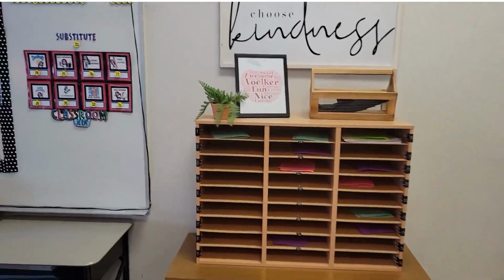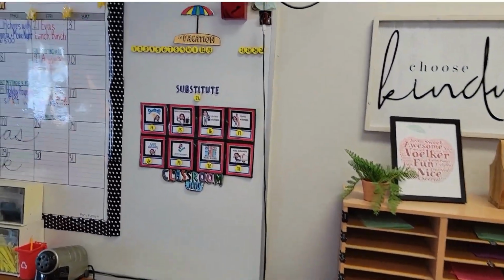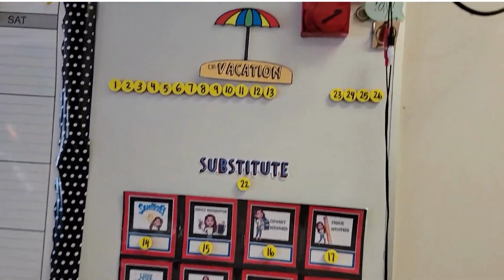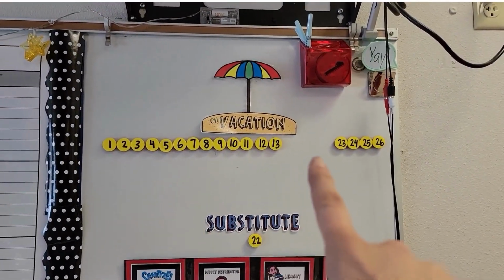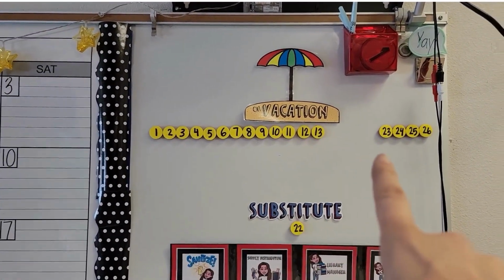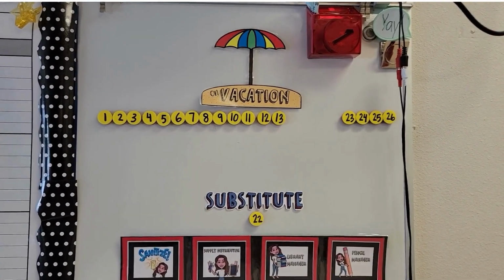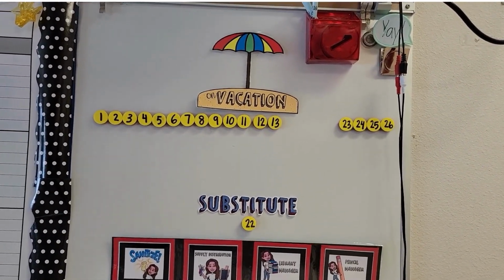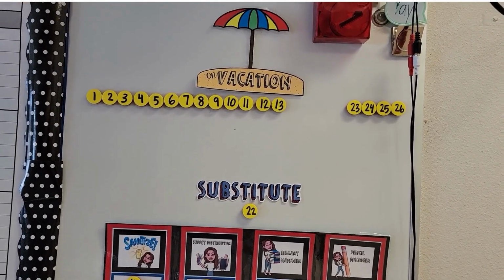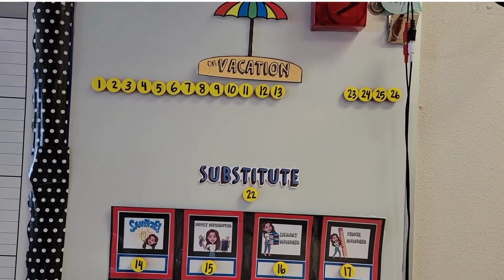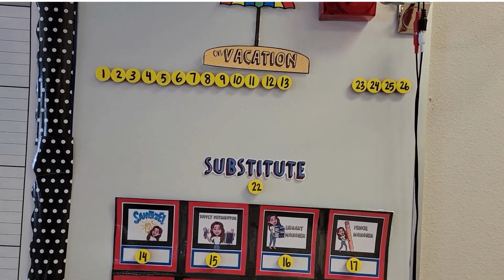Then after that, I move on and I have my class jobs. So I have my kids that are on vacation, meaning that they don't really have a job right now. These kids that don't have an actual chore, at the end of the day, they need to pick up 10 things from the floor before they leave.